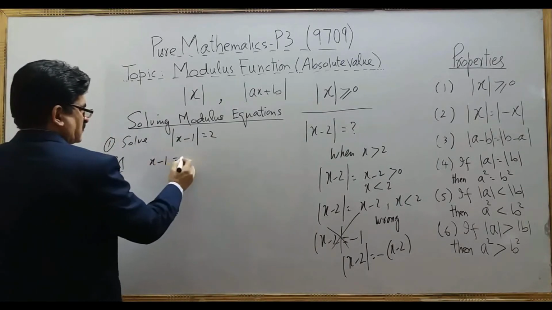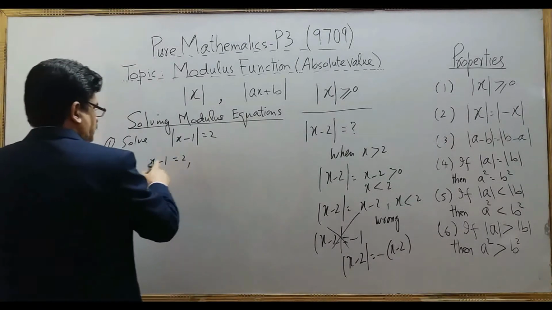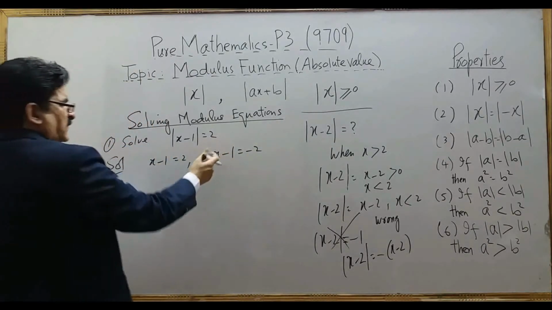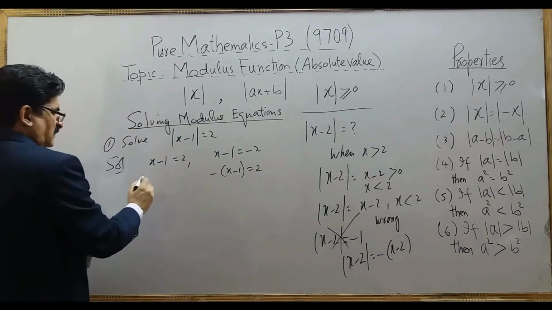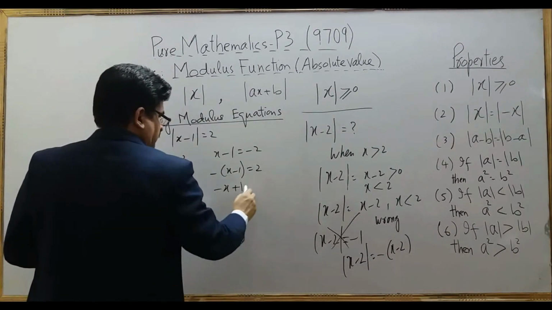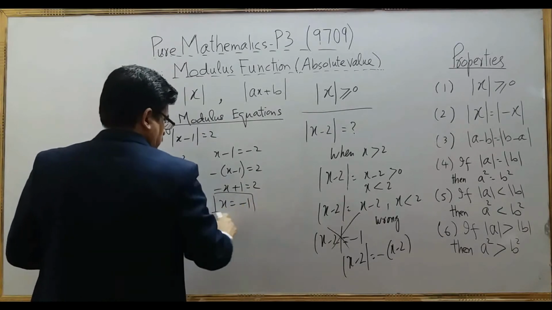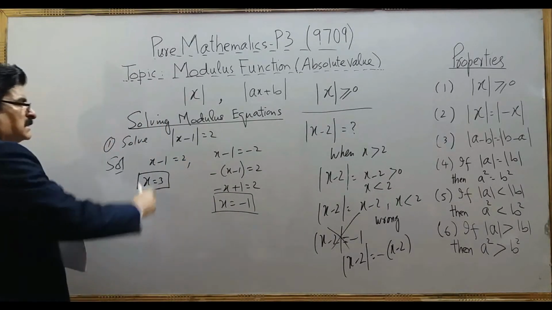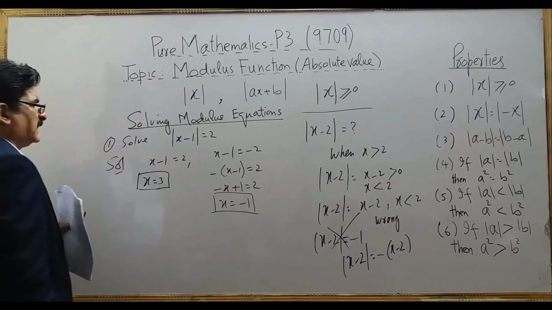First method, which we frequently apply, is easier and shorter. First you take it positive and then you take it negative. Or you may put minus into it: x − 1 = 2. From here x will be 3. If you solve this, you will get −x + 1 = 2, so x is equal to −1. Now, the second method is the graphical method, you will see later.